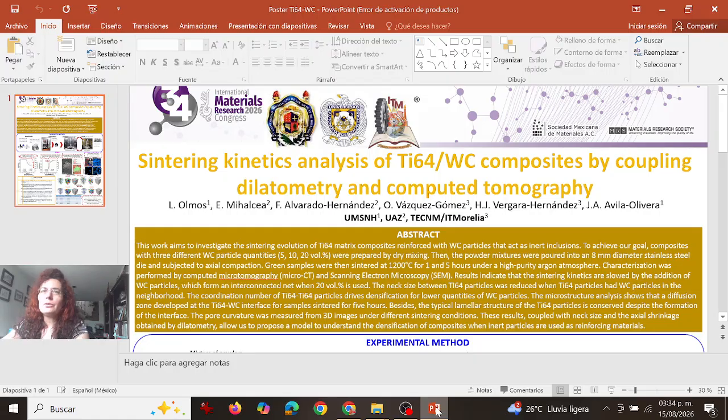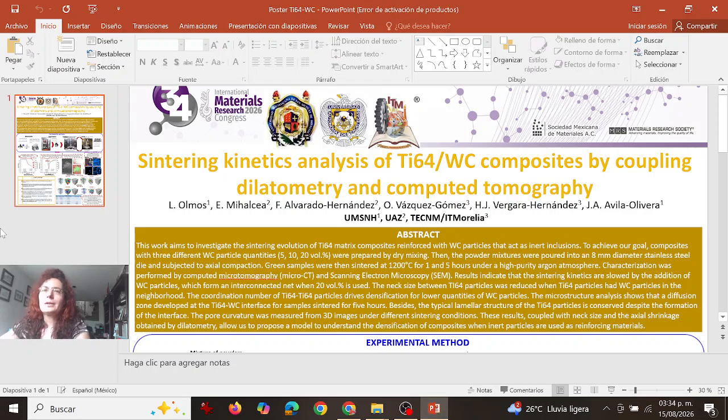The name of my poster is Sintering Kinetics Analysis of Titanium-64 with Tungsten Carbide Composites by coupling dilatometry and computed tomography. Let's begin with the abstract.